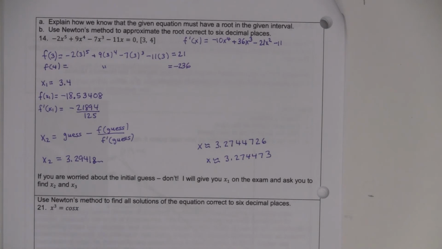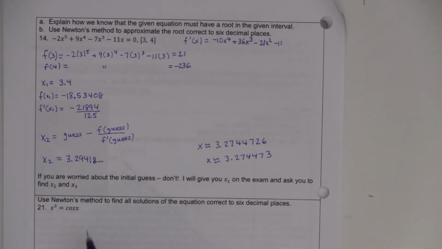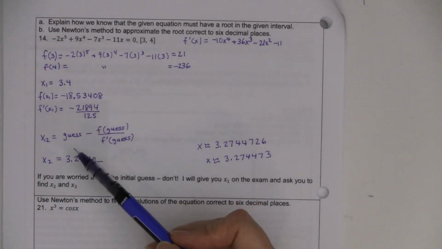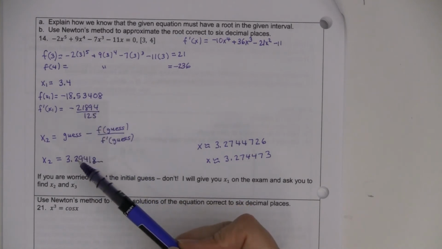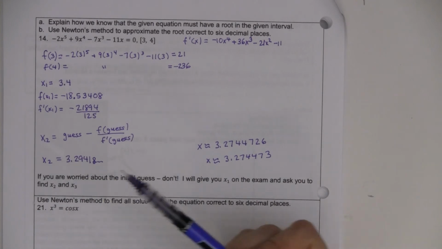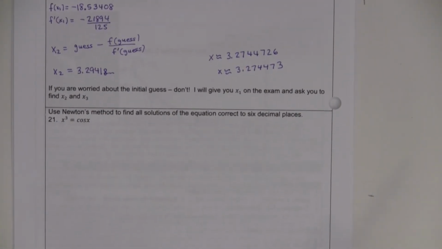What I usually ask, because there are people who don't have calculators that can do it, is I give you x1 on an exam, and I ask you to find x2 and x3. That way it can be done, and I make the numbers so that it's not crazy to find x2 and x3. In the book, he hasn't been careful to make the numbers so it's not crazy.